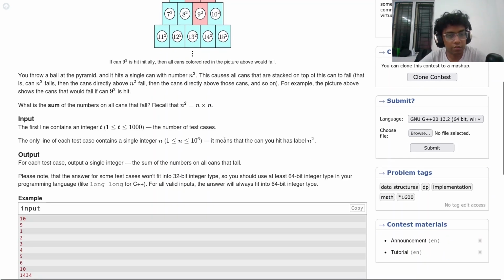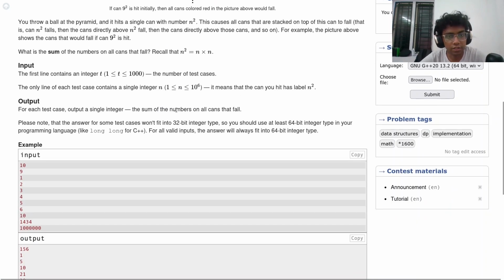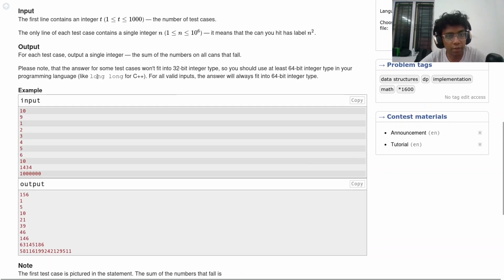Recall that n squared is n times n, and there are 1000 test cases. N goes up to 10 to the power 6, and there's no limit over the sum of n for all test cases. So pay attention: it's possible that each test case has n equals 10 to the power 6. For each test case, output a single integer, the sum of numbers on cans which can fall. We have to keep in mind that long should be used.